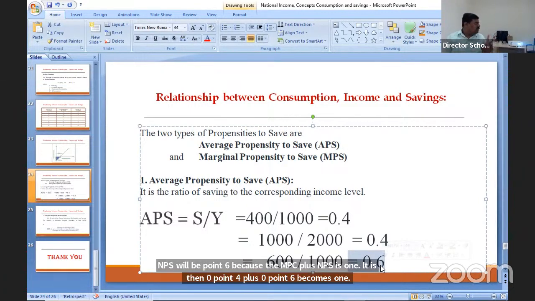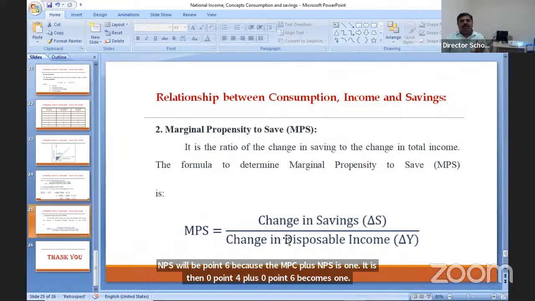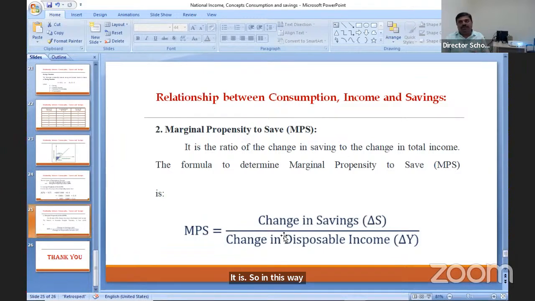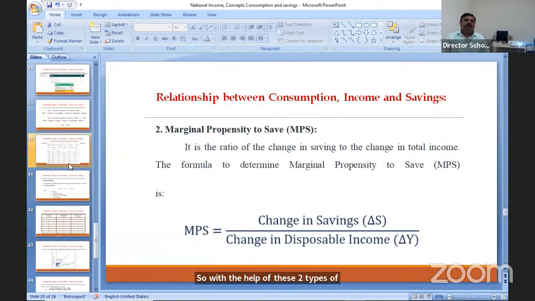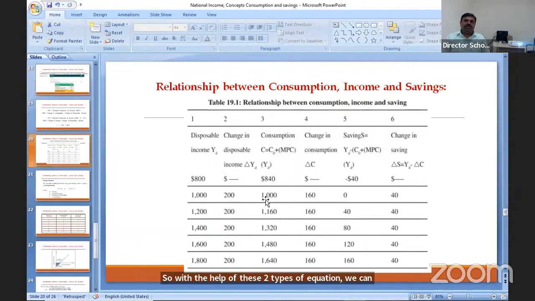So in this way, if we put the values in that equation, then we get the MPS. MPS showcases that the change in disposable income leads to change in savings. So with the help of these two types of equation, we can calculate that kind of table also. Is this?